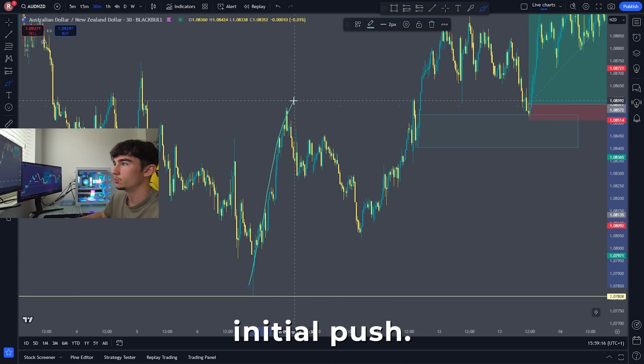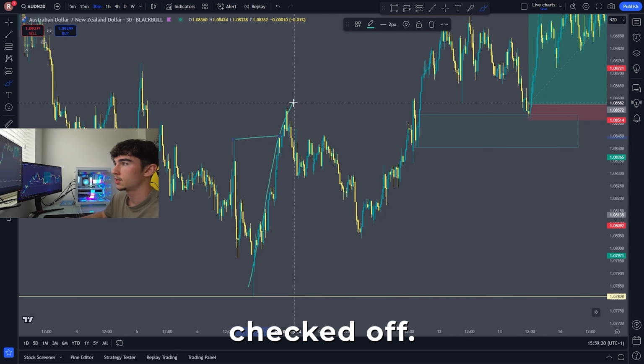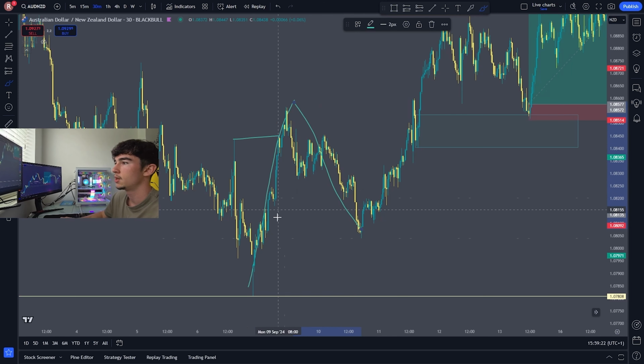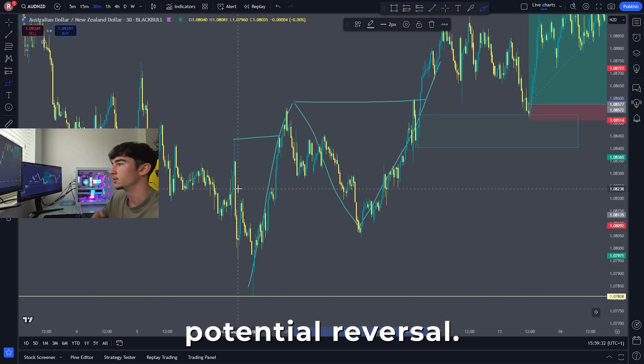So this was our initial push. We took out a major high from a key level. These things are now checked off. The second one is that you want the retracement to not take out lows, to come down here, and then this is the confirmation, when we come up and we take out this high. From this point onwards, we're now confirmed bullish, at least for a potential reversal, right?